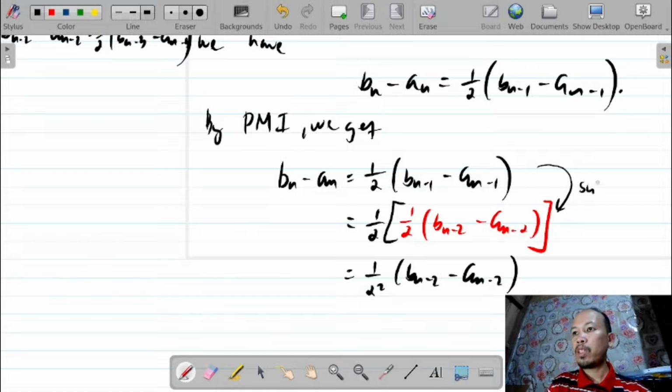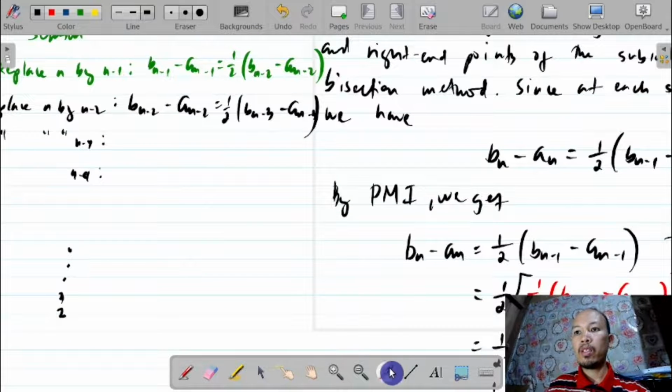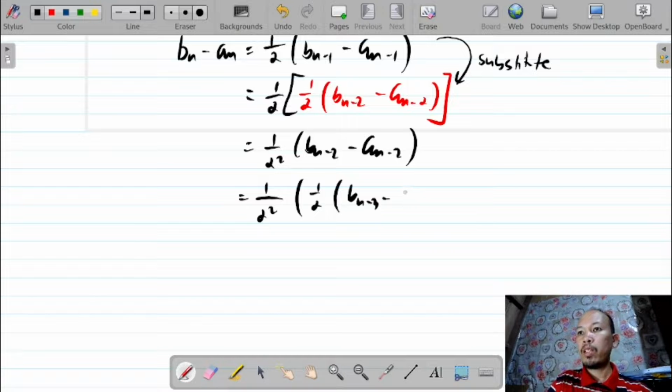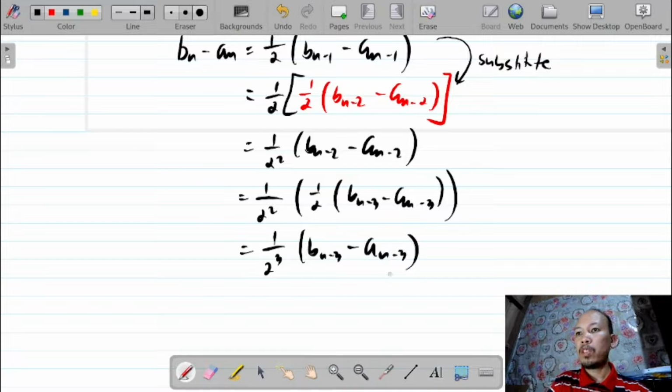From here we have substitute, so in the scratch, and then 1 half, 2 squared, b sub n minus 2 minus a sub n minus 2 is this one here. Okay, this one. Okay, 1 half b sub n minus 3 minus a sub n minus 3. Okay, so this is substitute again. 1 half b sub n minus 3 minus a sub n minus 3. So simplify, 1 over 2 cubed, and then b sub n minus 3 minus a sub n minus 3.